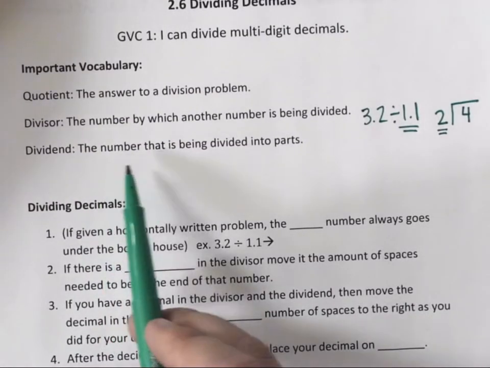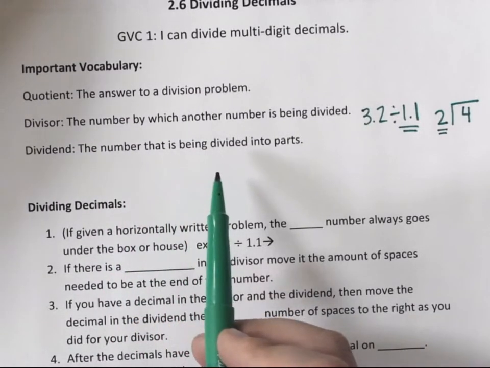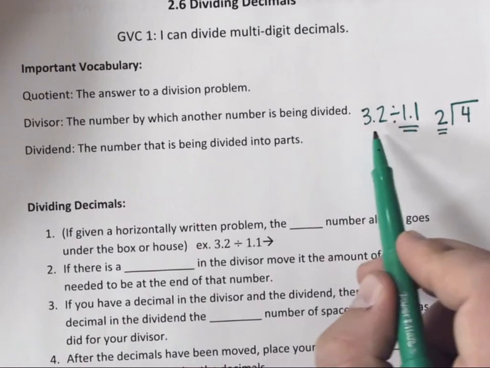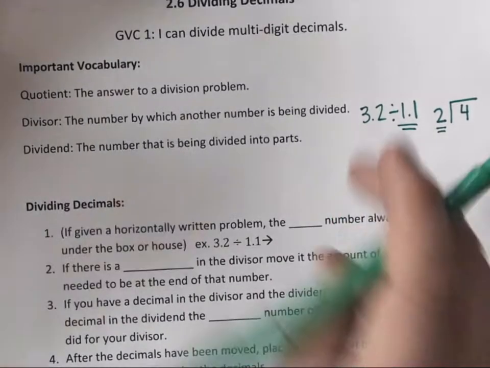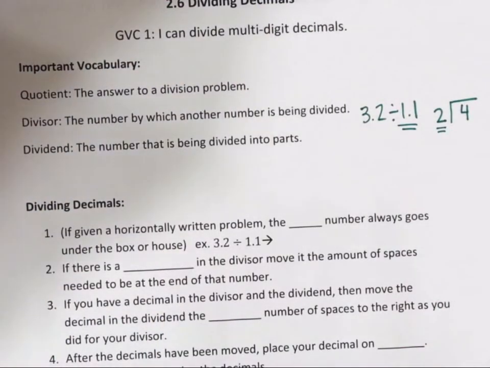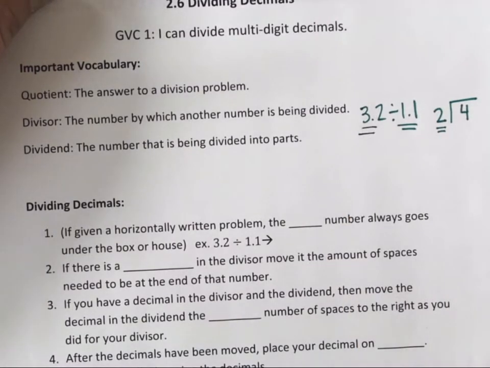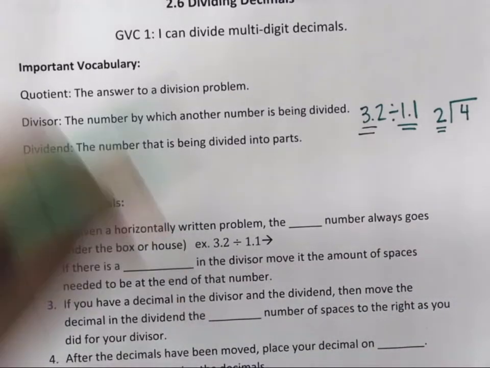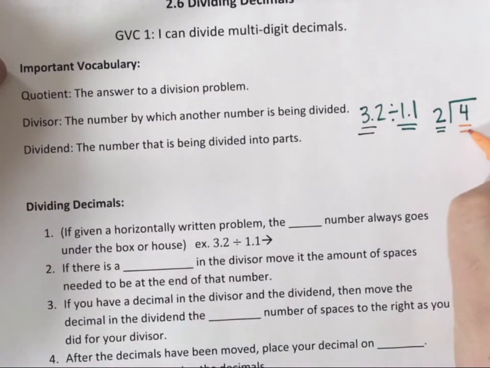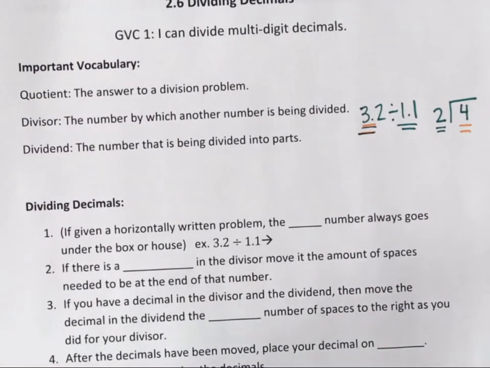Now let's talk about what is the dividend. The dividend is the number that is being divided into parts. So the first number is our divisor. Or sorry, the second number is the divisor, the first number is the dividend. So this is the divisor and this is the dividend. Make sure that we have that clear.